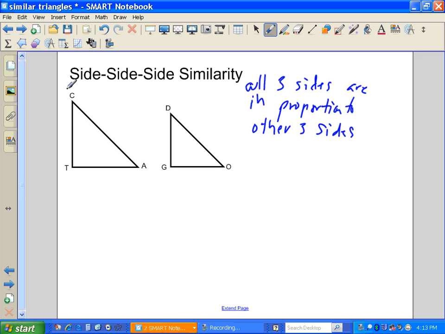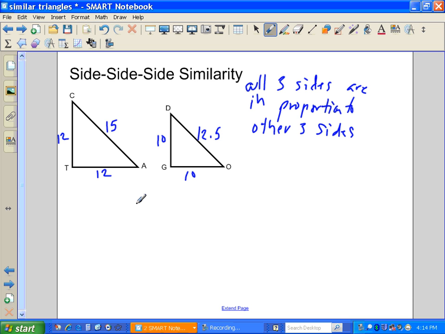If you look at these triangles, we'll give some values to the side lengths. So we're going to call the side length CT, we'll give that a unit of 12. We'll give CA a unit of 15. And we'll call this one also 12. DG is going to be 10, 10 for OG, and DO is going to be 12.5.